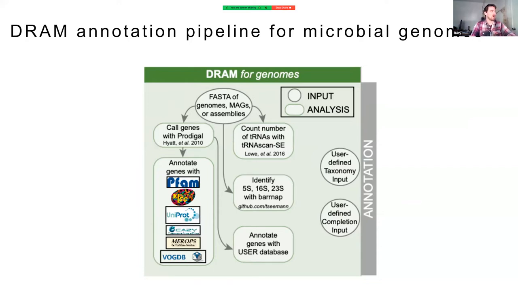DRAM has quite a few databases, PFAM, KEGG or KOFAM, depending on your taste, UniProt. And we're adding some more databases, as I think we'll get to in the future. So you can annotate genes with these databases. You can also extract other features, such as rRNAs, tRNAs, features related to those, such as counts, using some other third-party tools. Now you can actually join 16S data extracted with Barrnap or with BLAST-style searches against known 16S sequences. And you can annotate your genes with your own user databases, which we may get into more detail in a minute.